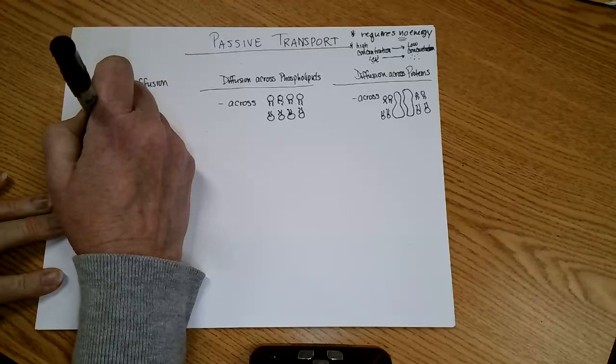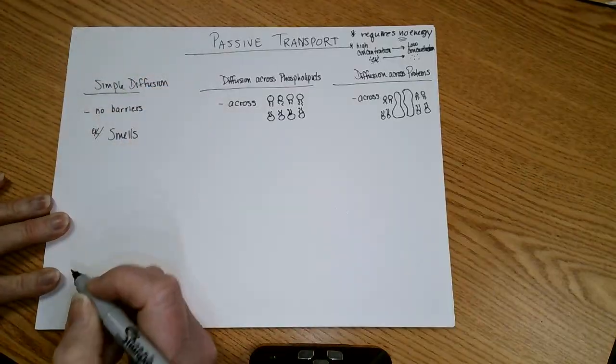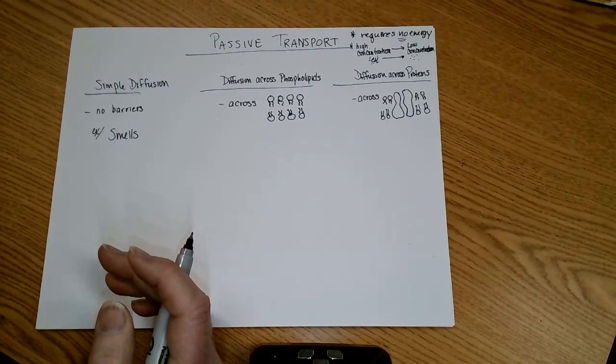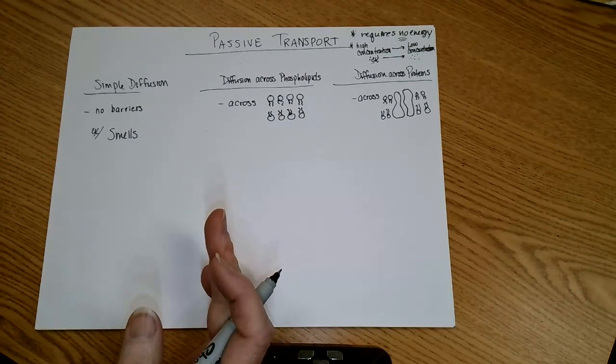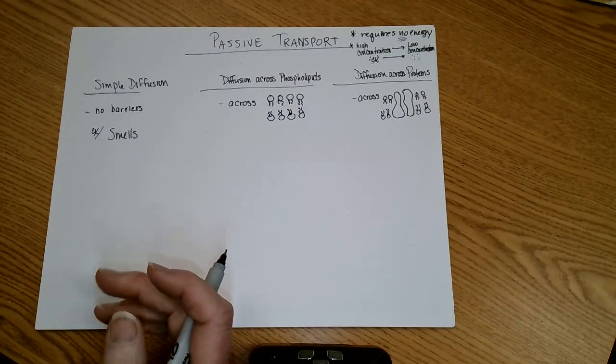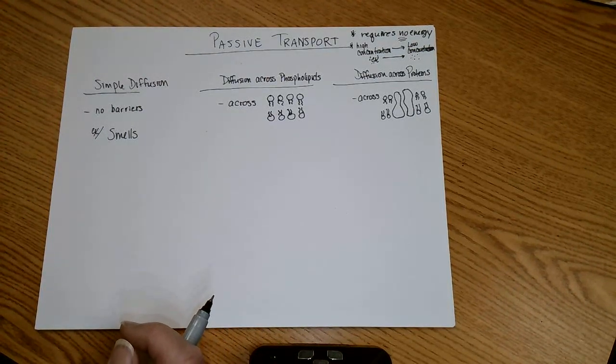This would be examples like smells or odors. Let's say you walk into your house and you smell spaghetti sauce, and you love spaghetti. You smell that cooking, you smell the garlic and the tomatoes and the onions and all the spices. And you're like, yummy. That's an example of simple diffusion. It's all coming from that pot where it's boiling and being cooked, but the smell is diffusing out from that high concentration to a low.